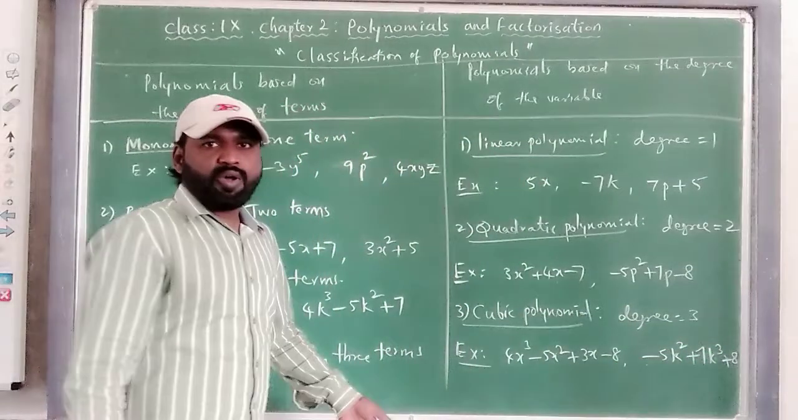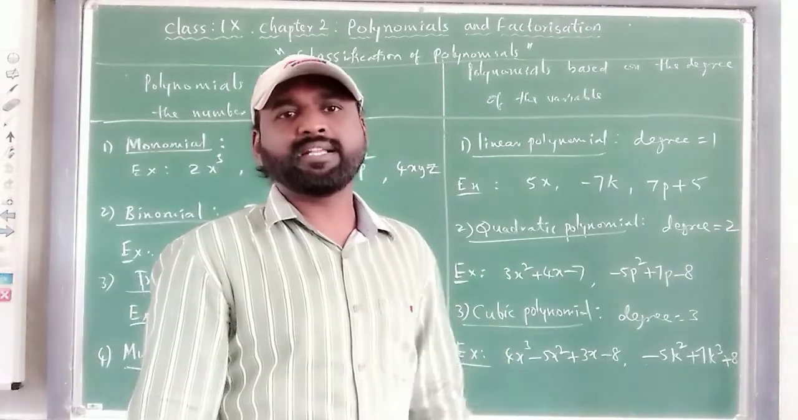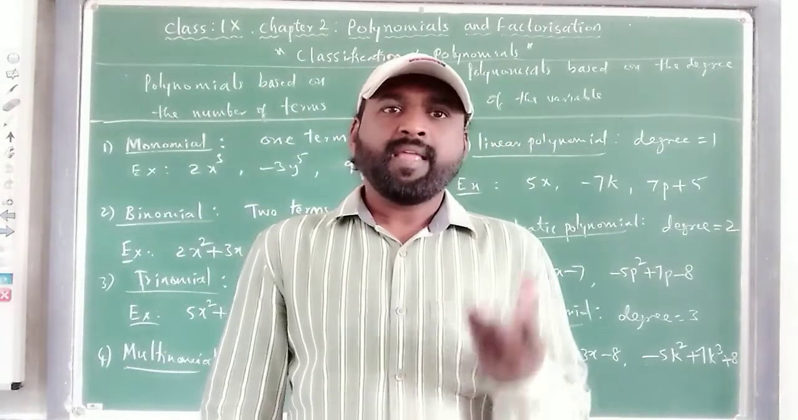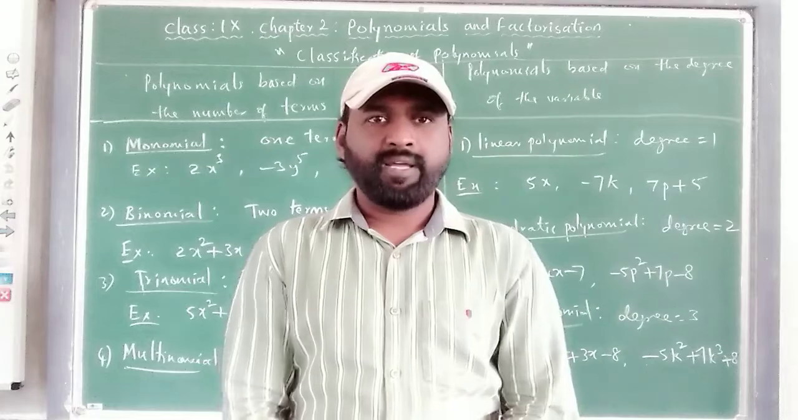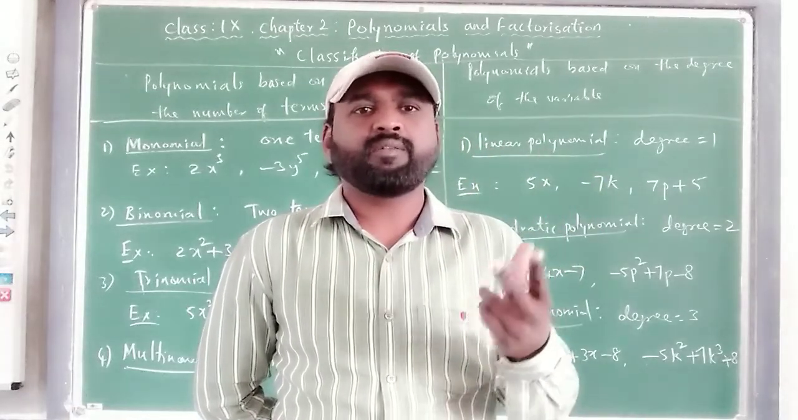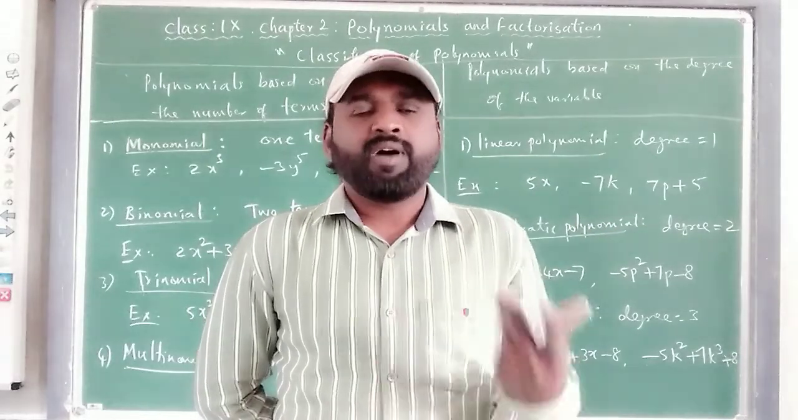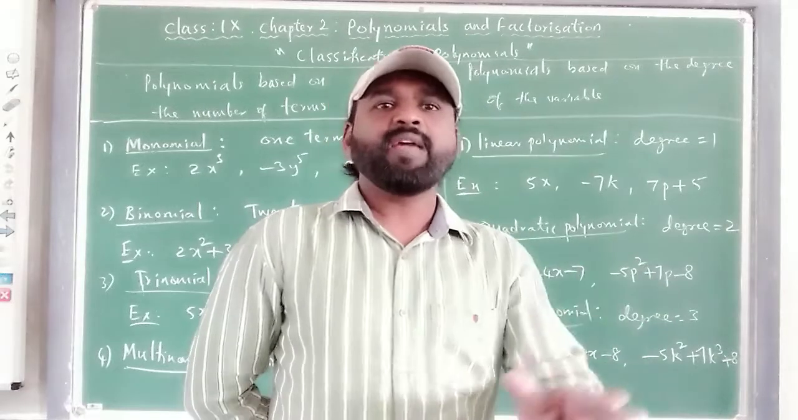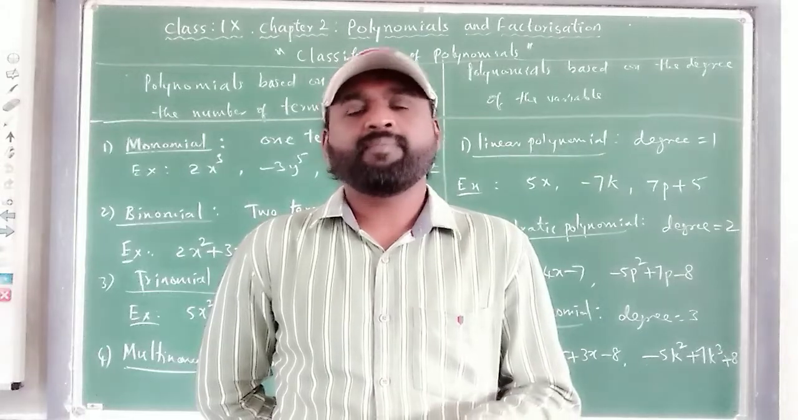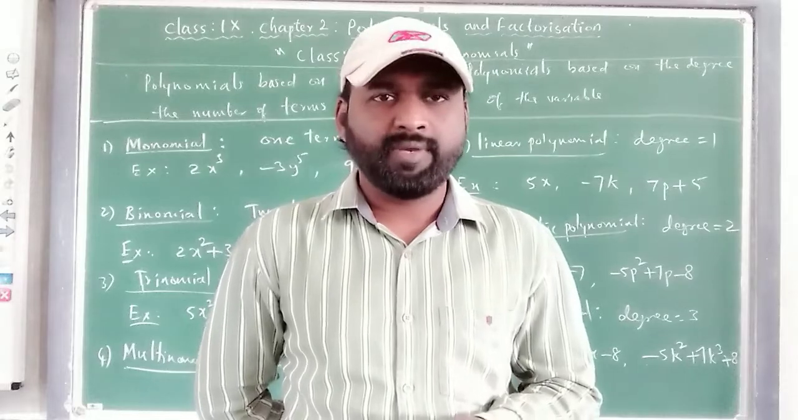If the degree is 4, it is a fourth degree polynomial. If the degree is 5, it is a fifth degree polynomial. If the degree is n, that is called an nth degree polynomial. Whatever the degree is, with that degree we name the polynomial. First degree polynomial is called linear polynomial. Second degree polynomial is called quadratic polynomial. Third degree polynomial is called cubic polynomial. Afterwards, whatever the highest degree is, with that name only we will call it: fourth degree polynomial, fifth degree polynomial or sixth degree polynomial. If the highest degree of the variable is n, that is called an nth degree polynomial.